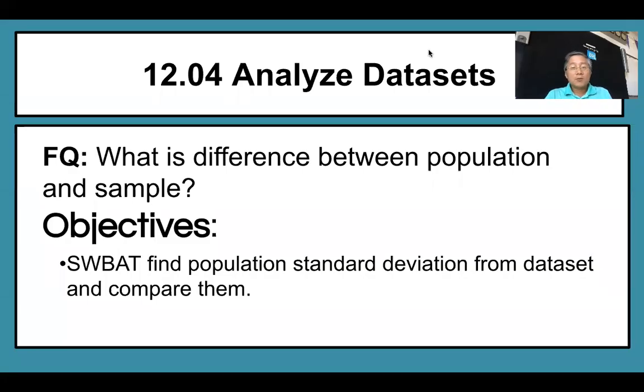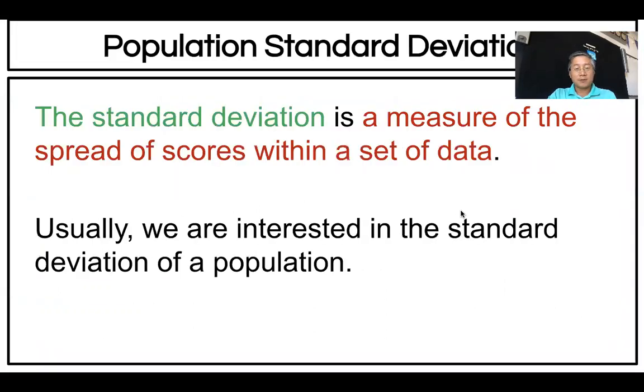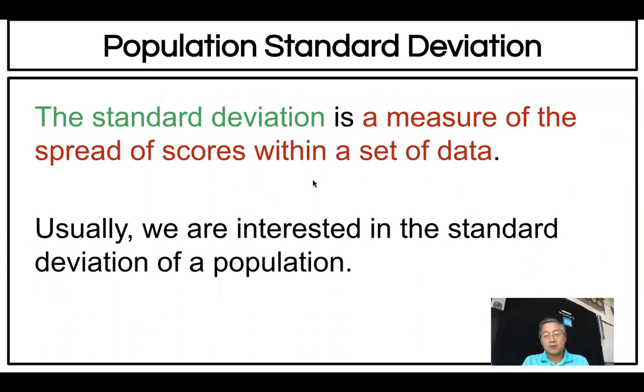Hi everybody, today we are going to talk about 12.4, analyzing data sets. We are going to find the population standard deviation from a data set and compare them. So what is population standard deviation? The standard deviation is a measure of the spread of scores within a set of data, usually how the data spread from the mean.